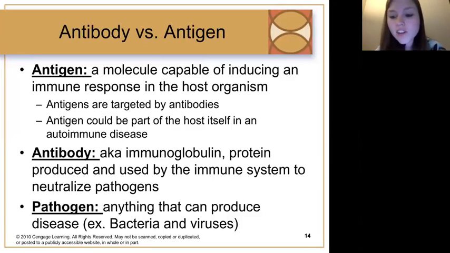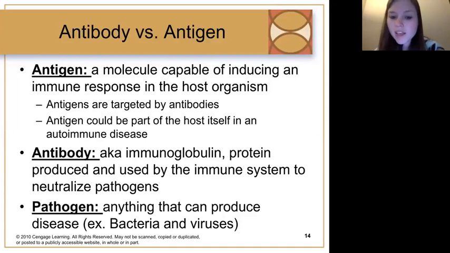So an antigen could actually be part of the host itself in the case of an autoimmune disease, where the body no longer recognizes its own cells and it's attacking its own cells. Those cells are technically, to the immune system, being considered an antigen. But so anything that causes an immune response: bacteria, virus, fungi, anything.